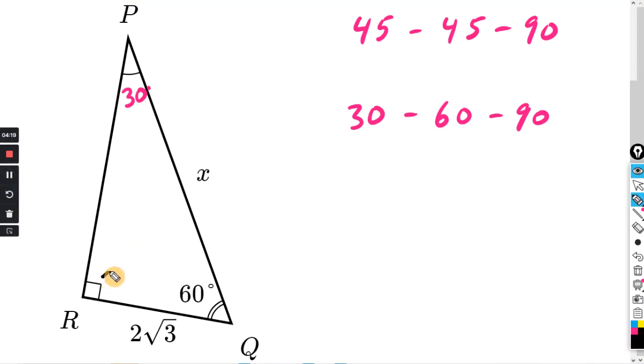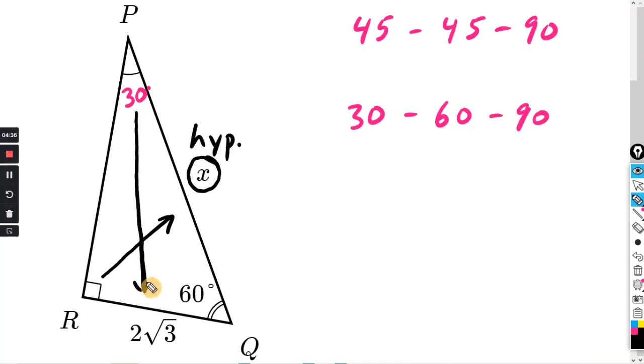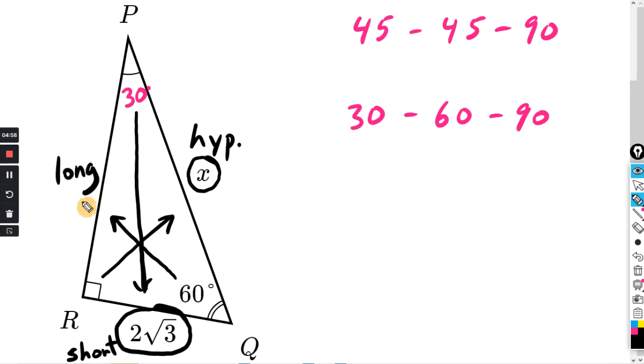We said across from 90, that side length is going to be your hypotenuse, HYP. Across from 30, that side is going to be your short leg. So I'll just write short. And finally, across from 60 is going to be your long leg.